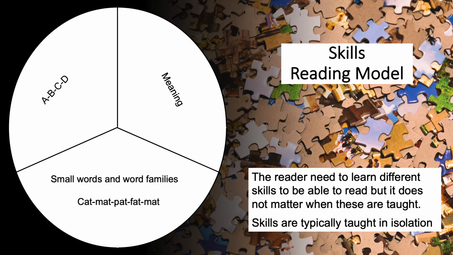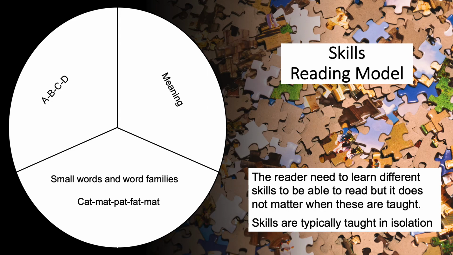The next model that we use is the skills reading model. And so we use this model up until about the 60s. This is a great advance over the hierarchical model. It's the idea that, you know what, you can learn some of the letters, like I described in my cat example, and you can learn some words and then put those words together and then create meaning.